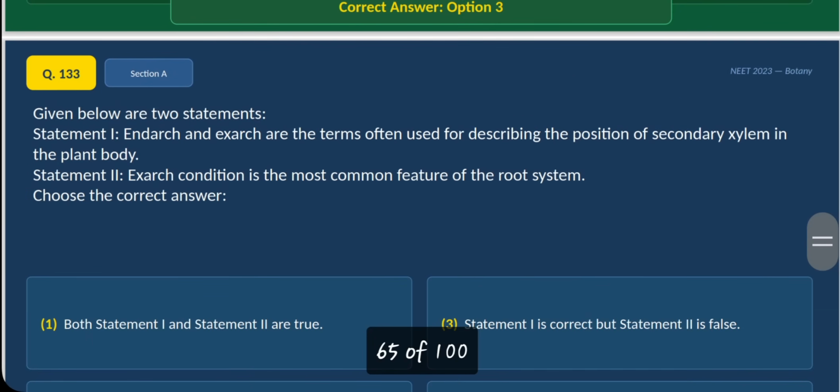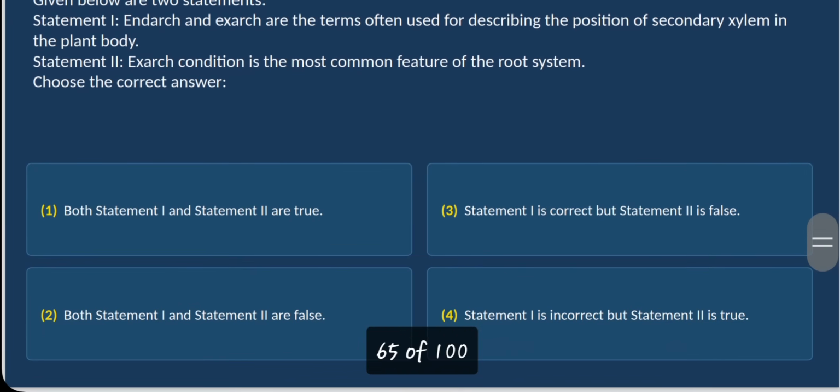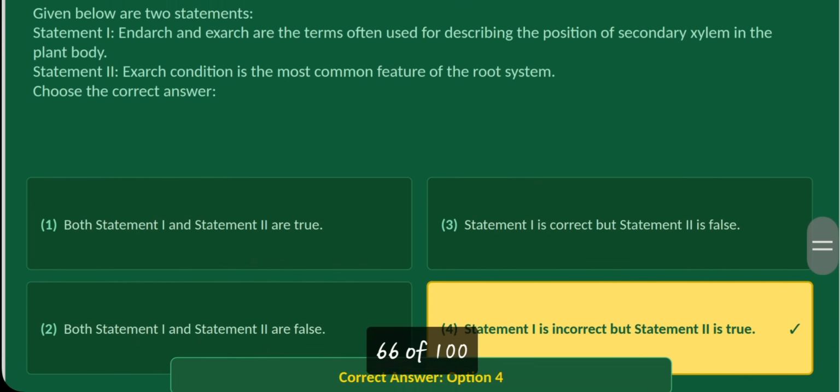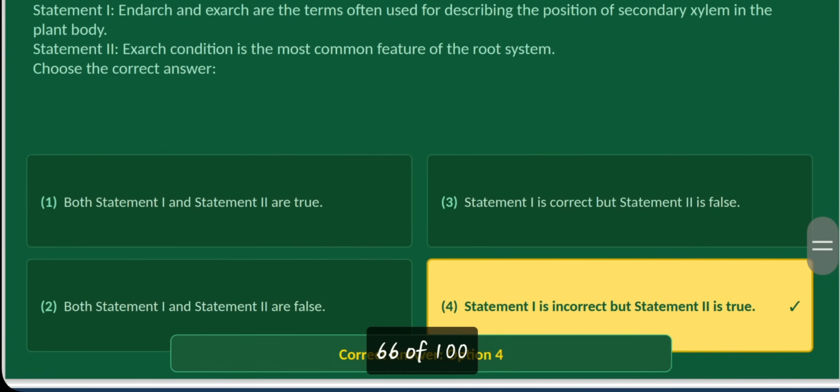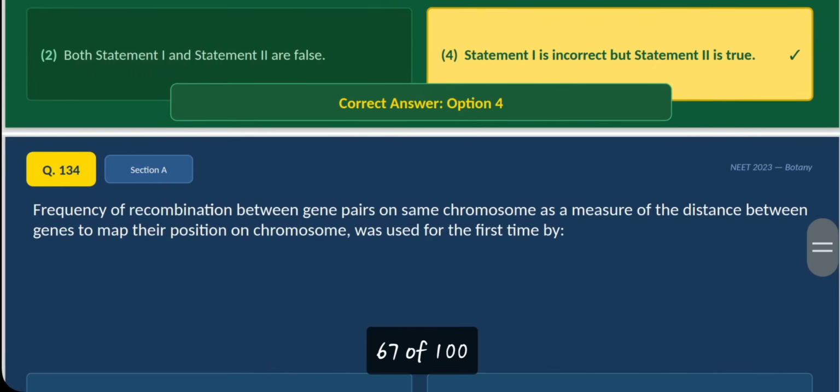Given below are two statements. Statement 1: endarch and exarch are the terms often used for describing the position of secondary xylem in the plant body. This is from plant anatomy. Statement 2: exarch condition is the most common feature of the root system. Position of secondary xylem in the plant body, that is not the correct one. Statement 2 is correct, statement 1 is incorrect. So the answer is statement 1 is incorrect, but statement 2 is true. Fourth one is the option.